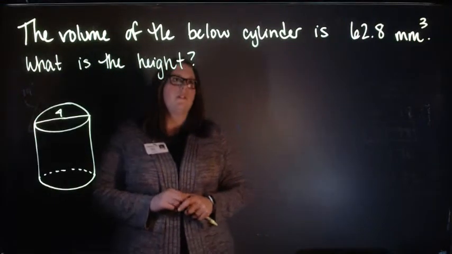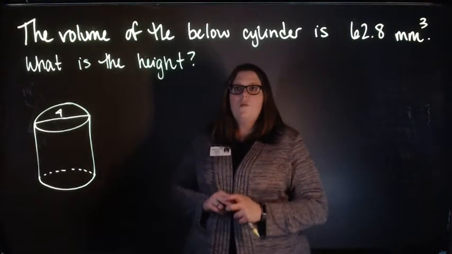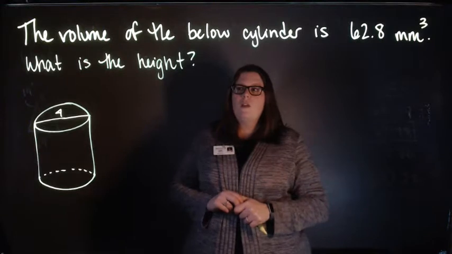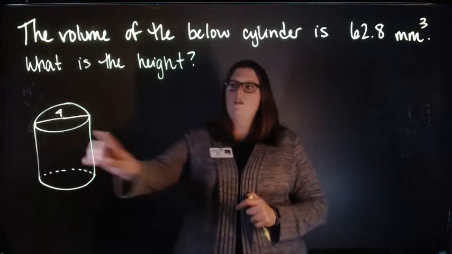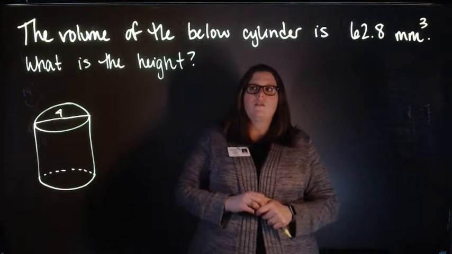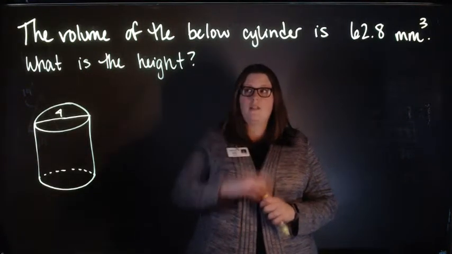The volume of the below cylinder is 62.8 cubic millimeters. What is the height? So in this case, we know the volume. We can find our radius because we're given the diameter. We have a diameter here of 4, but we don't know what the height is. So we're still going to go to our formula sheet and find the formula for the volume of a cylinder.